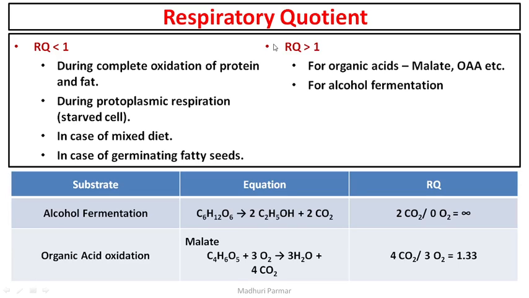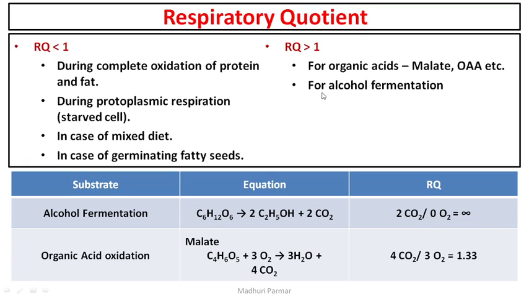Then there are types where there is respiratory quotient higher than 1. When is this possible? For organic acids, can be C4 type of acids like malate, oxaloacetate. Here it is shown. Malate plus 3 oxygen give you H2O plus 4 carbon dioxide. So when you find out the RQ or respiratory quotient, 4 by 3 is 1.33. So this 1.33 is greater than 1. If the respiratory quotient is greater than 1, you know that the organism is living on organic acids.